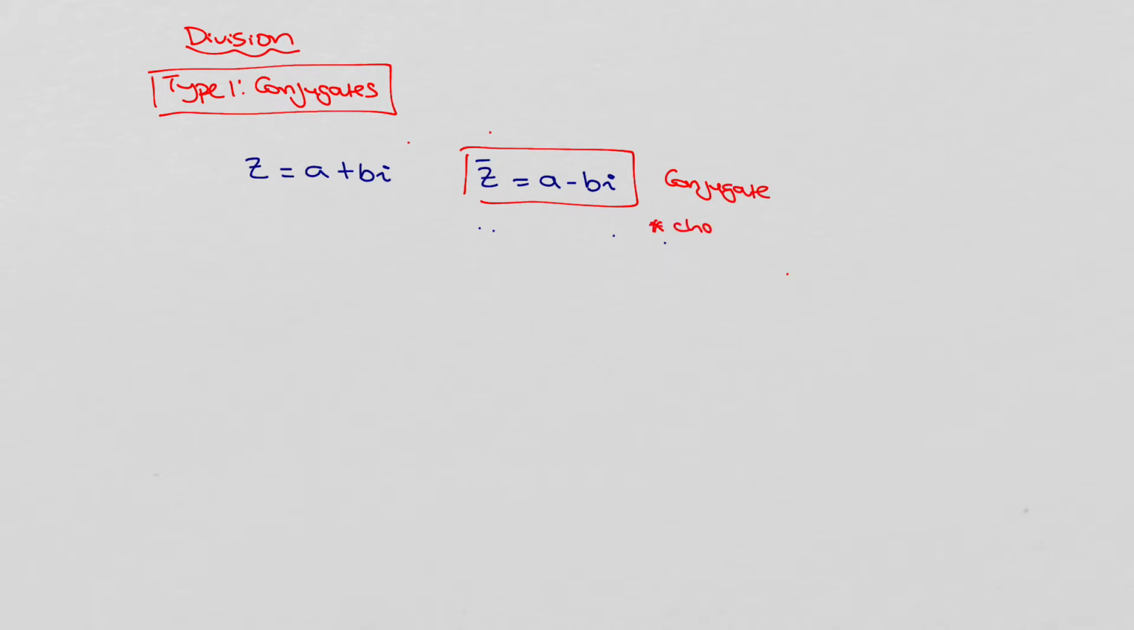So we just simply change the sign. If it's positive, it becomes negative. If it's negative, it becomes positive. So change the sign of the imaginary part. So Im for imaginary part.